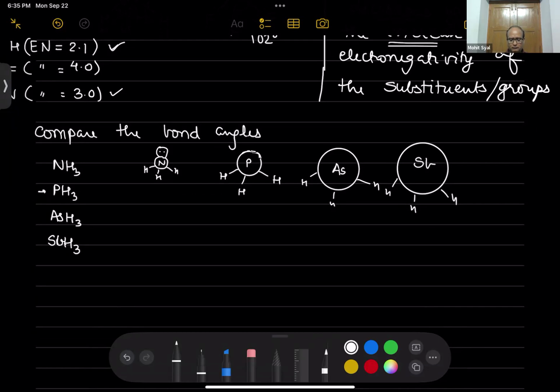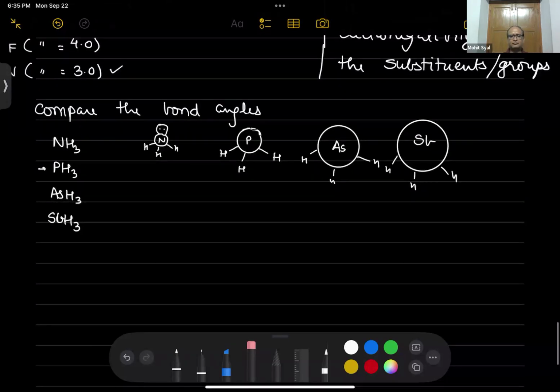I can give you a hint. Wherever there is less space, wherever the atoms are closer, the repulsion is going to be maximum. I hope you also agree with this point. So can you tell me where the repulsion is maximum? NH3 or SbH3? The first one or the last one? First one. Look, the hydrogens are very close to each other.